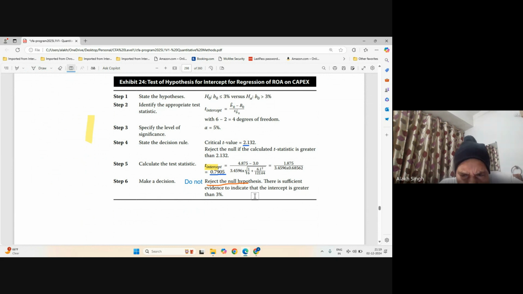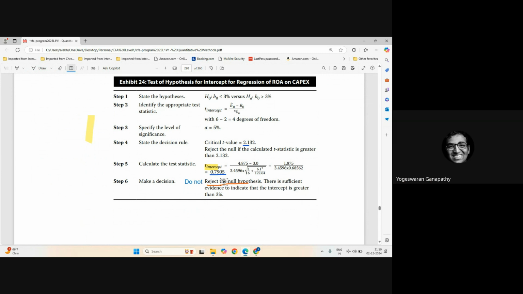Well, it is greater than 3, but then it is equal to 3. The t statistic is only this much, so there is some problem with this book. It shouldn't be, yes, there is sufficient evidence to reject, but then the calculated t is much less than the critical t.